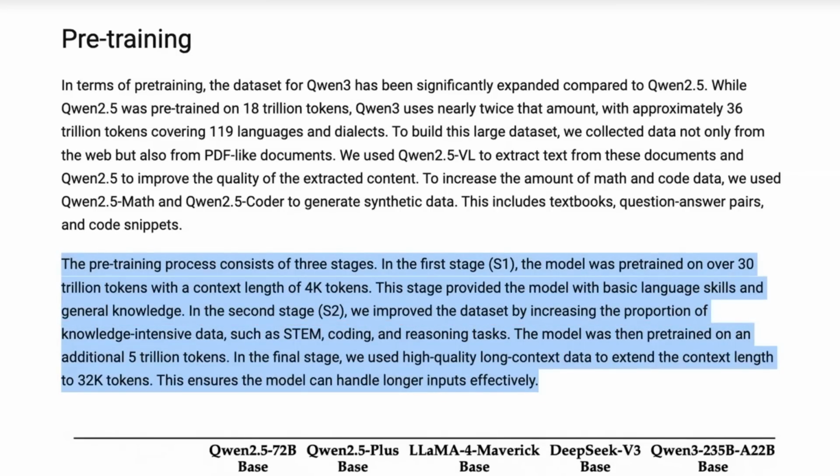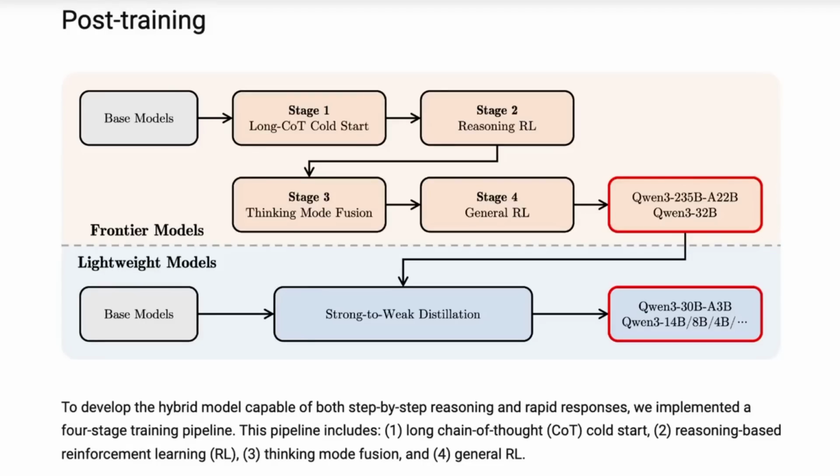And then finally, once they've got that working at the 4K token context window, they then extend that out to 32K to basically make sure that the model can handle longer contexts before they do anything like RoPE or anything like that going forward. Now, their post-training process looks very interesting indeed.